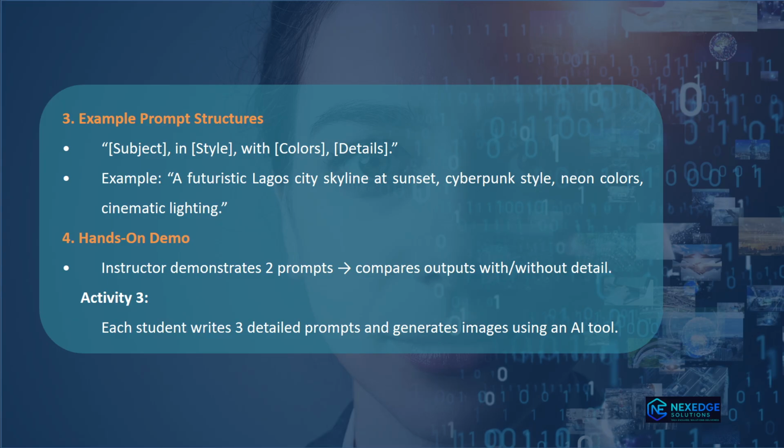Then let's go to activity 3, which is each student writes 3 detailed prompts and generates images using an AI tool. So we make use of our ChatGPT. Let's write 3 detailed prompts and generate images using AI tools. So we can as well do this on our ChatGPT. ChatGPT can also create images for us. You can also use it for design. So here we go.